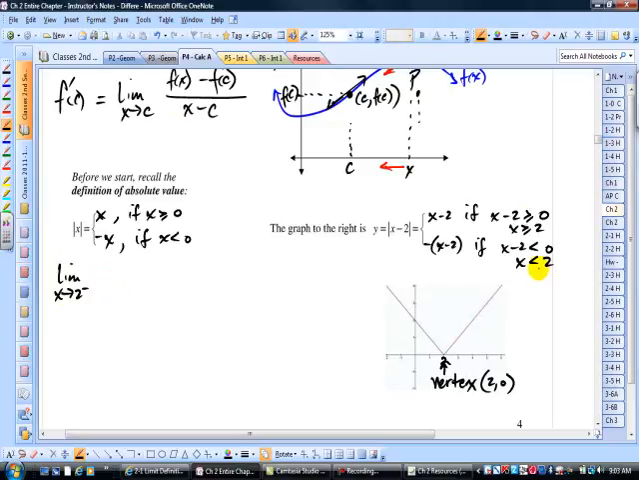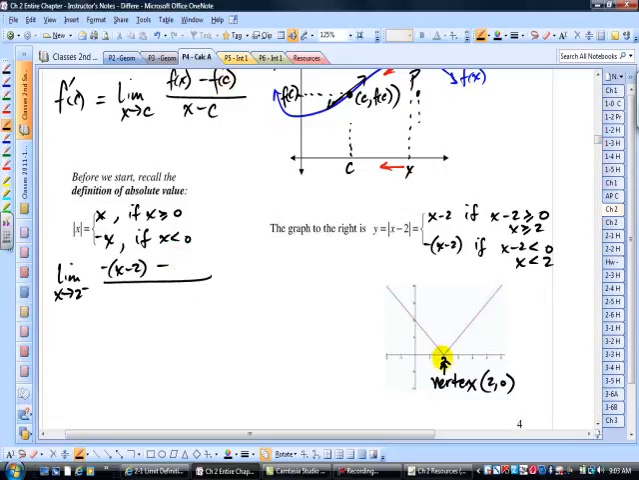Well, if you're left of 2, that means you're going to be less than 2, which means you're going to have to evaluate the second part. Okay, and it's the function minus f of c. So using this definition up here, we've got f of x, which in this case is the opposite of x minus 2, minus the function evaluated at the point we're considering.